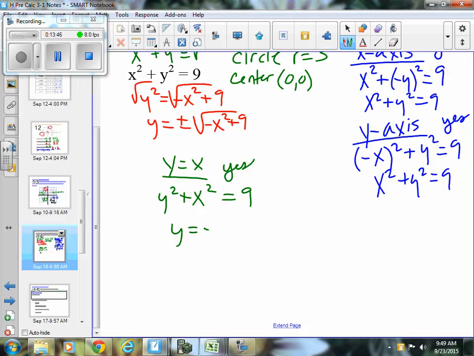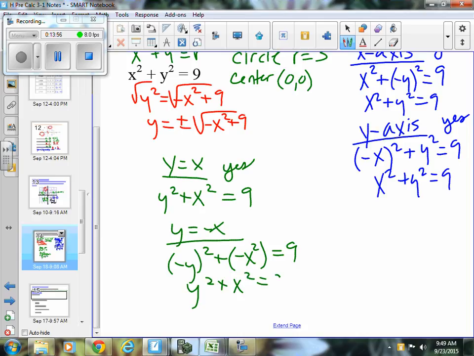And then y equals negative x. Not only do you switch their position, you take their opposite sign as well. And look at what happens here. Same as the original again. So I know that it has all 4 of those lines. Those are all yeses. Okay, last one to double check is the origin.